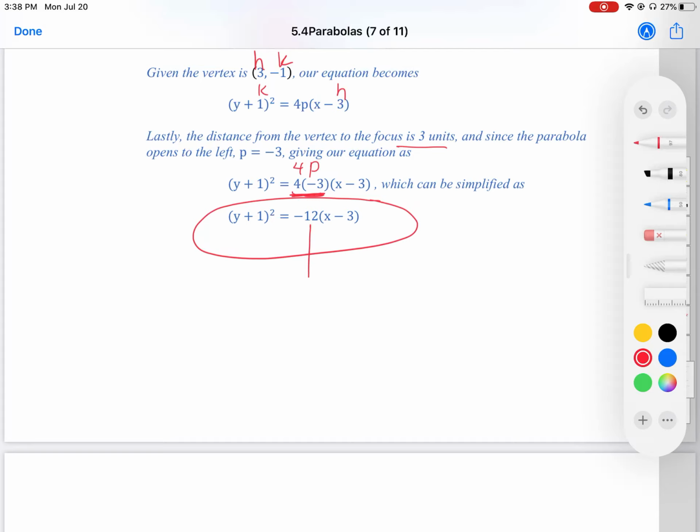So we got that number from 4 times p, and these were our vertex, k and h. It's always h, k, but remember h is always with your x and k is always with your y. And you change the signs.